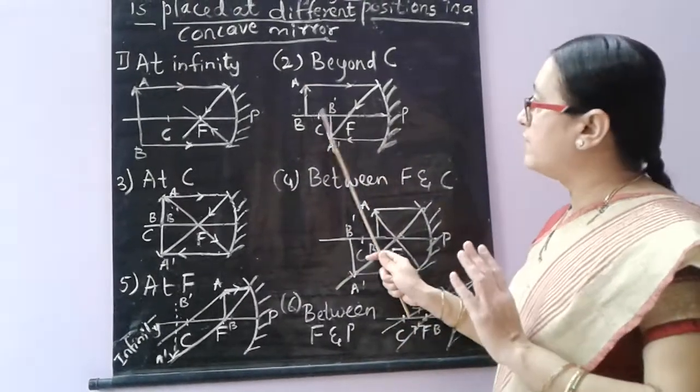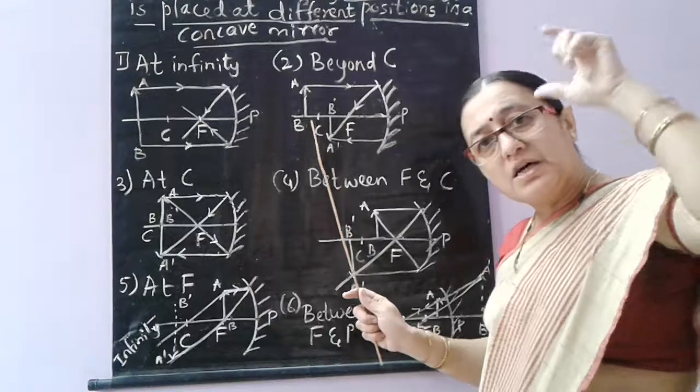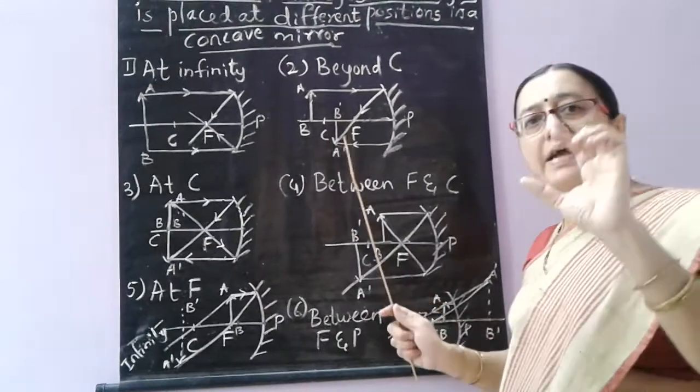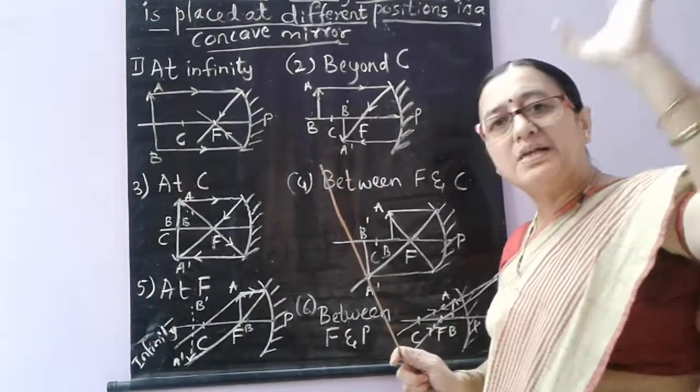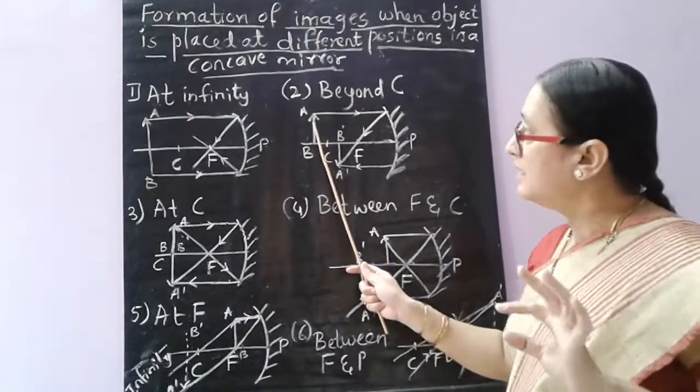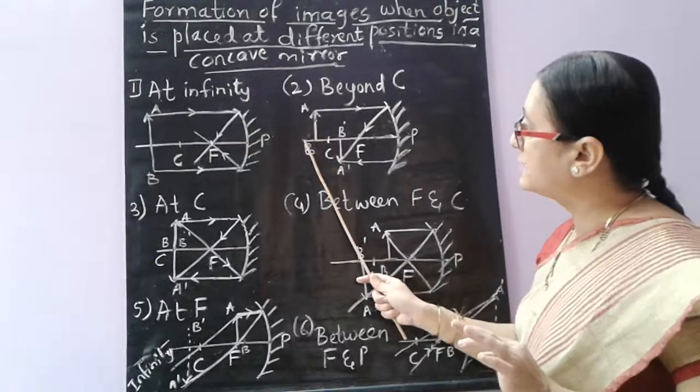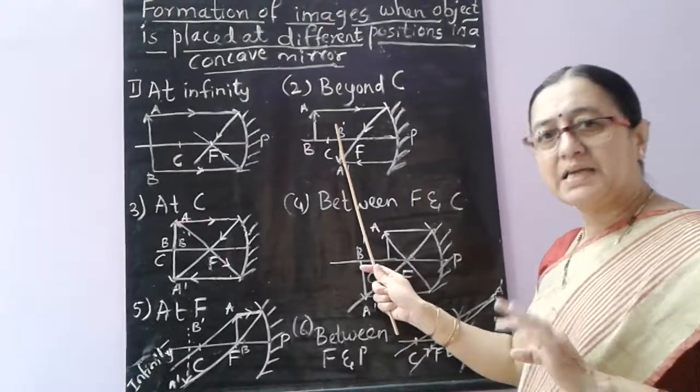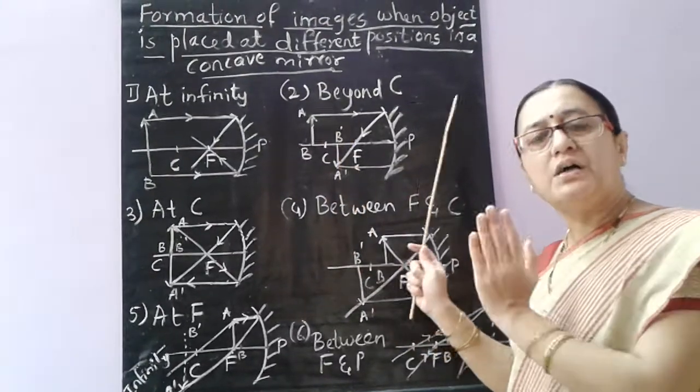So the image will be formed between C and F, and that is also a real image, an inverted image, and diminished. Not minutely diminished, we can see it, but it will be smaller in size than the object. Here AB is the object, A dash B dash is the image which is formed of the object.